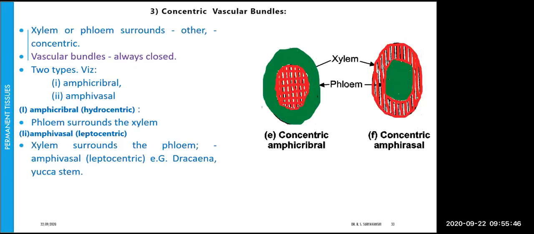And the last one, concentric vascular bundles. When one of the vascular tissues, there are two kinds, xylem and phloem. One of the vascular tissues, meaning either xylem or phloem, surrounds the other, this vascular bundle is called concentric.